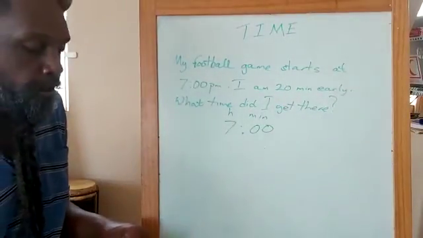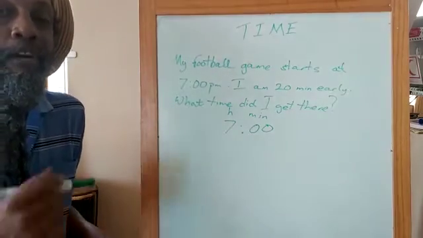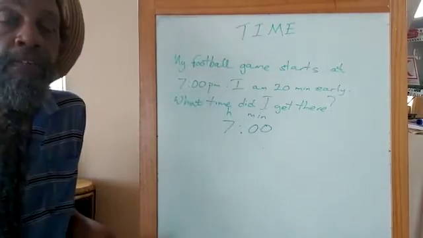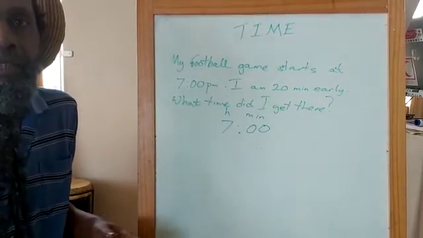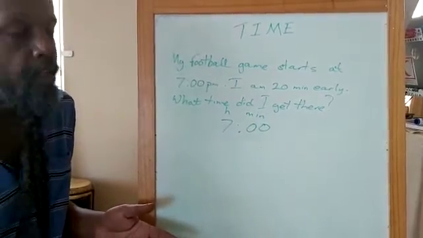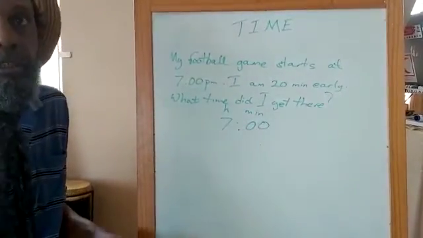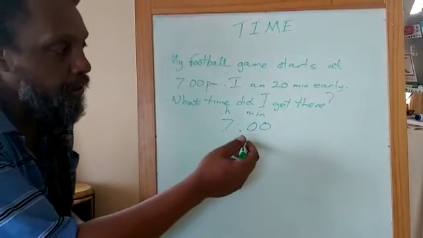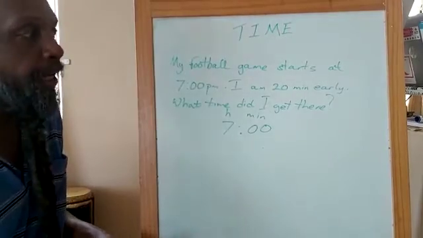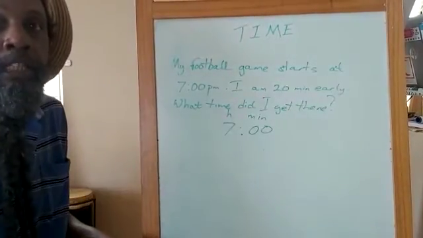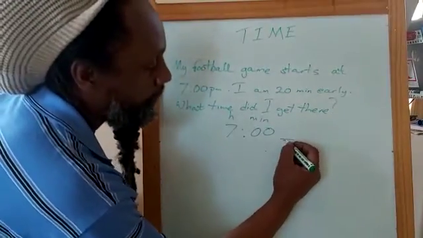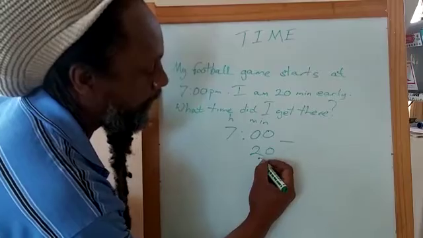So let's think about it. If I'm early, would I have gotten there before 7 o'clock or after 7 o'clock? Right, before 7 o'clock. So if I'm getting there before 7 o'clock, my answer has to be before or less than 7 o'clock. So which means I have to take away my 20 minutes from my 7 o'clock. So I'm taking away the 20 minutes that I was early.